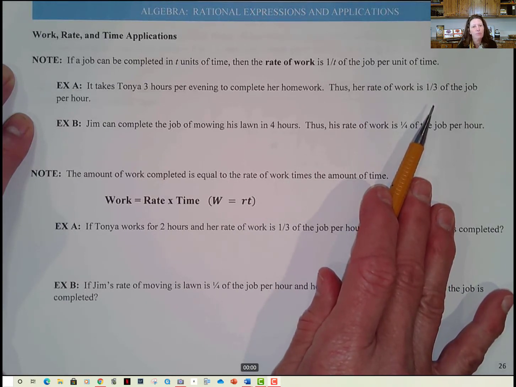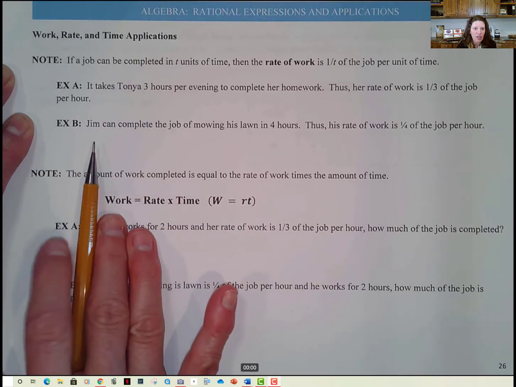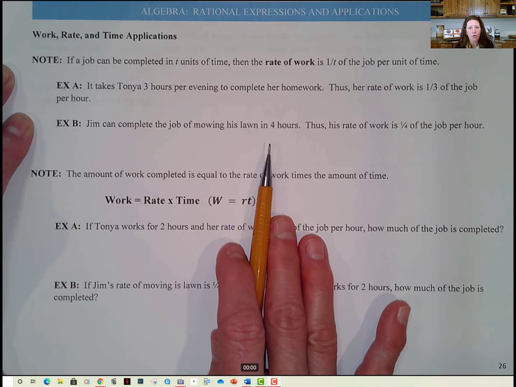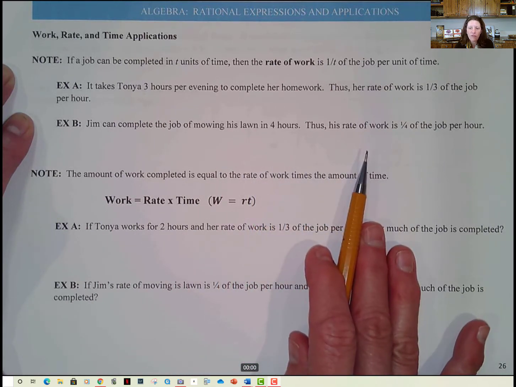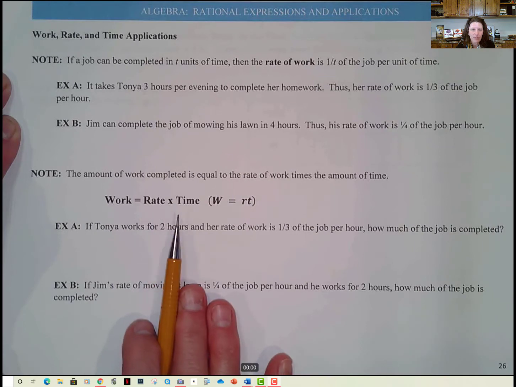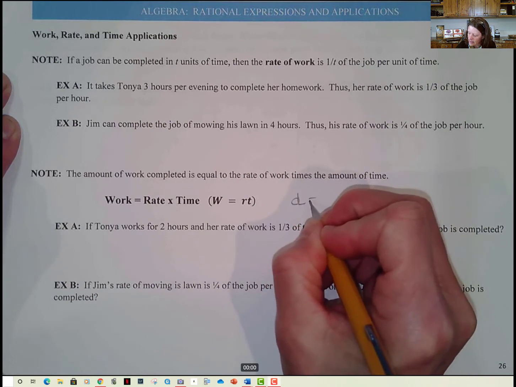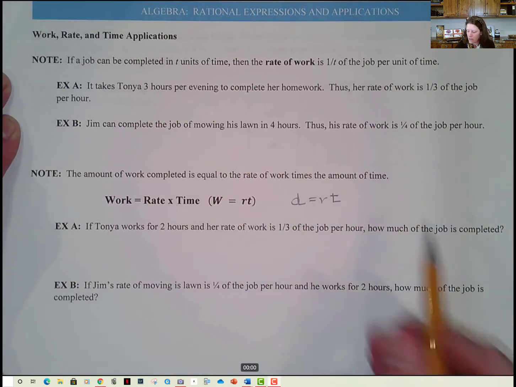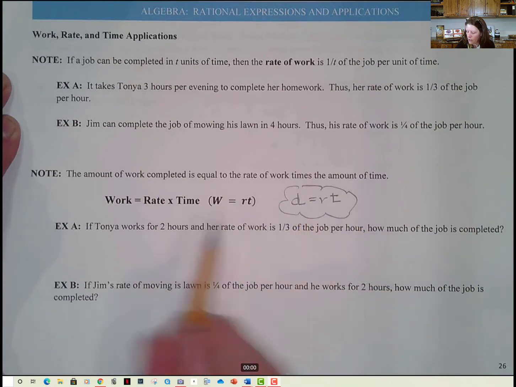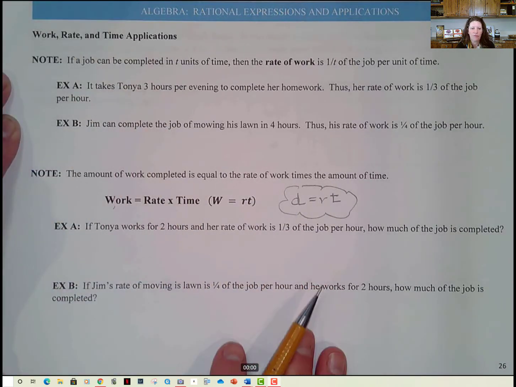So the rate is given per unit time by finding the reciprocal of the time it takes to do the job. Second example, Jim can complete the job of mowing his lawn in 4 hours. Thus, his rate of work is 1/4 of the job per hour. Another note, the amount of work completed is equal to the rate of work times the amount of time, or work equals rate times time. And this looks a lot like distance equals rate times time, doesn't it? In fact, those formulas are very similar. With work, a job is being completed, and with distance, a distance is being traveled.